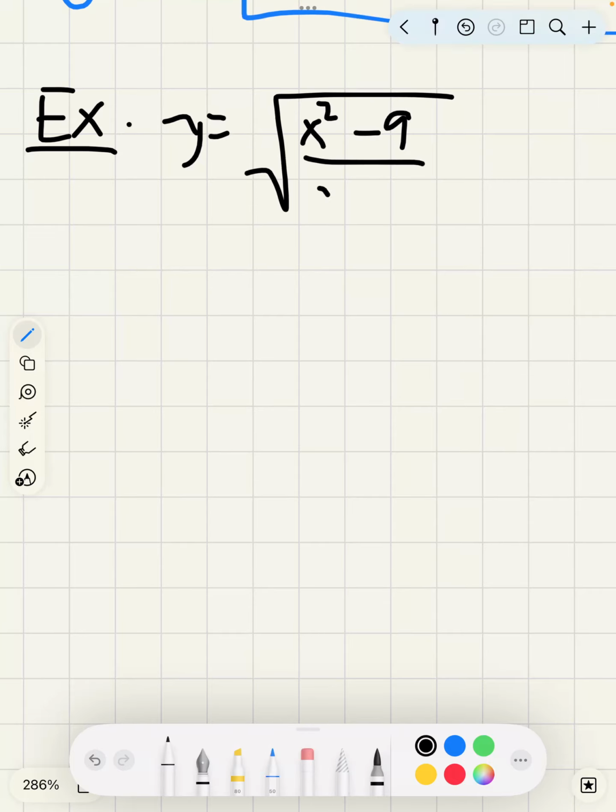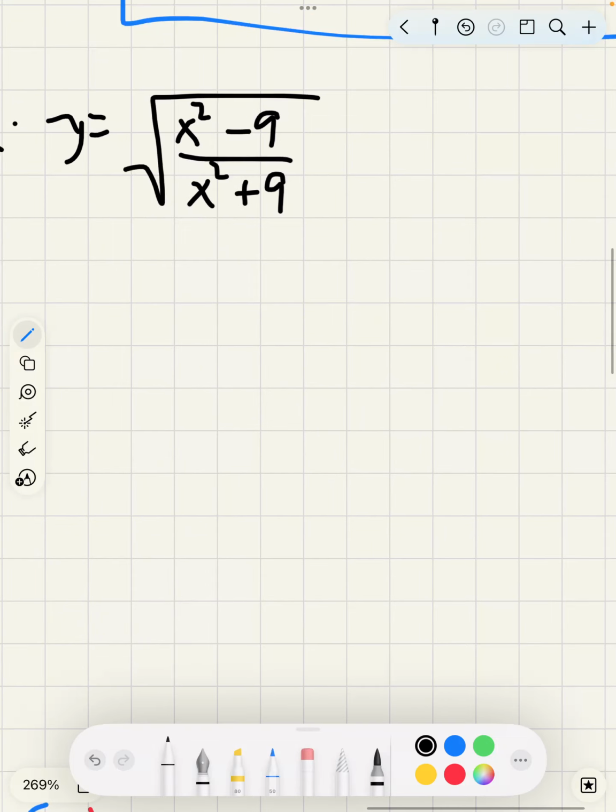And there's going to be a caveat here that x must be greater than or equal to 3. Yeah, x is at least 3. And the reason we need that restriction is because you cannot take the square root of a negative. So that just ensures that our radicand is a positive value.